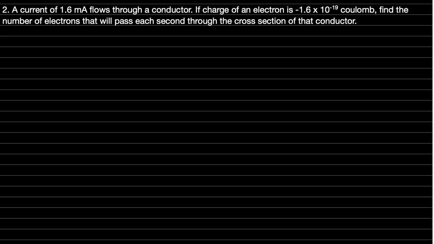So getting to the next question, a current of 1.6 milliamperes. So I can write here I is equal to 1.6 milliamperes. Now in the previous question we converted ampere to milliampere, so we multiplied by 10 to the power of plus 3. Here we will be converting milliampere to ampere, so we will be multiplying by 10 to the power of minus 3. So 1.6 into 10 to the power of minus 3 ampere. So this is the value of current flowing through a conductor.